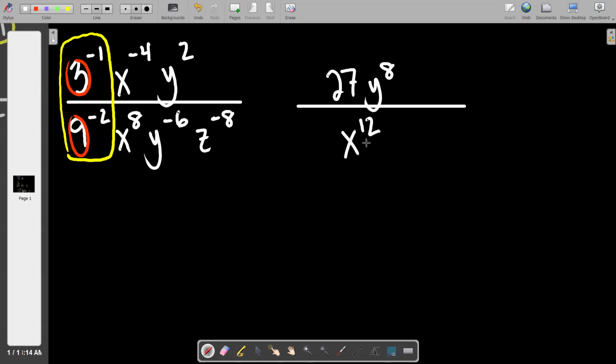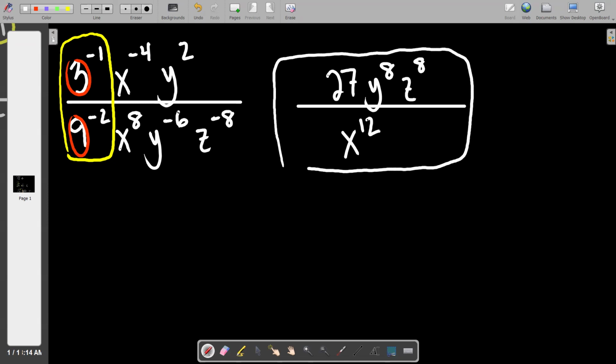Remember, things cannot be left in these answers with negative exponents. So that Z says, pick me up, stick me upstairs. I said, okay, so now your new name is Z to the 8th, and that is a completed problem. Gets a little harder. Let's go one more. Last one, and then it's work time.